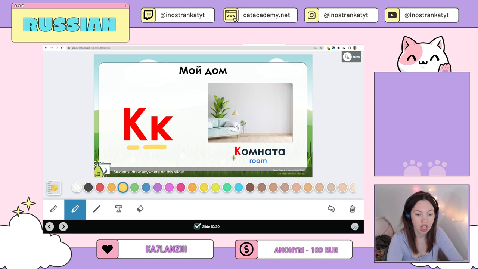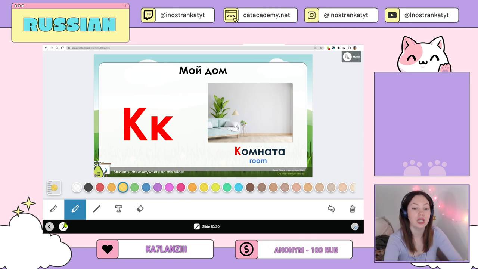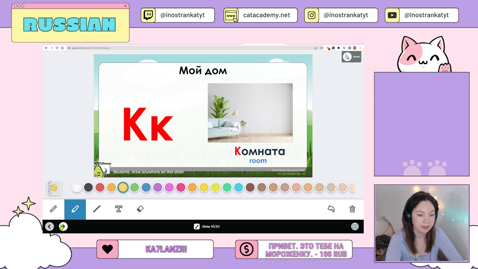Next. Комната. It means just a room. So any part of the house is a room, комната: туалет, кухня, зал, спальня. All of them, they are комната. Where I am, it's also a комната.